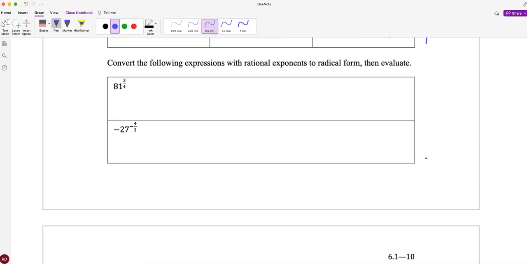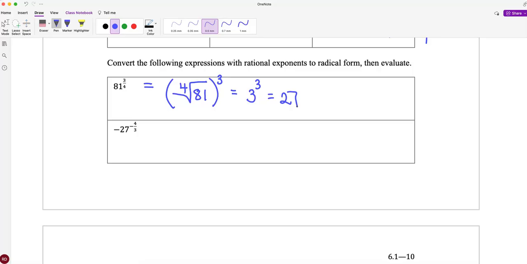Convert the following to radical form and then evaluate. So when I see a fractional exponent, the bottom part is the root. So this means the fourth root of 81 cubed. The fourth root, what number can you multiply 4 times and get 81? That's 3, because 3 times 3 times 3 times 3 is 81. So this is just 3 cubed, which is 27.